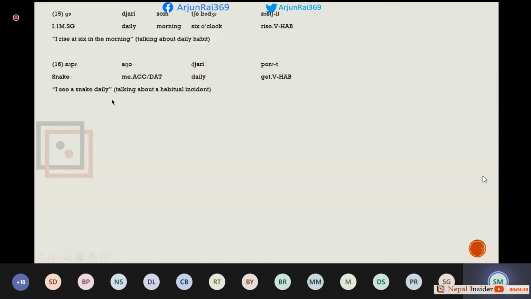Again, I see a sneak daily. Sapayano diari poret. Because it ends in a vowel, you have the other one attaching. So these are the two exponents that represent habitual. Finally, we have the progressive. So it's an ongoing situation.